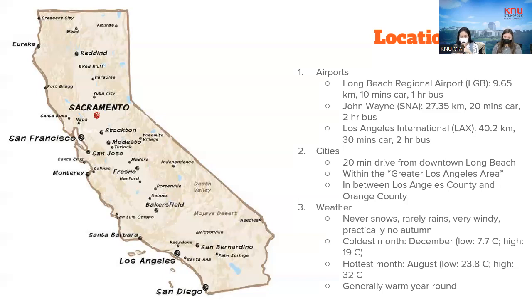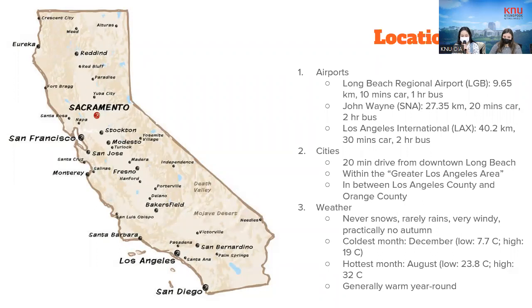As for the weather, much like the rest of California, it never snows, like ever. And it rarely rains, because California is just a really hot state. The temperatures rise really fast. And for Long Beach in particular, like I said, because it is by the beach, it does tend to get very windy.